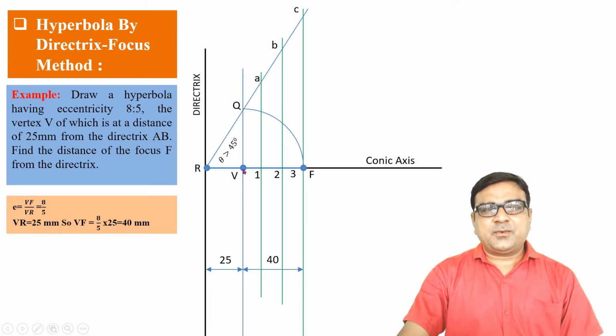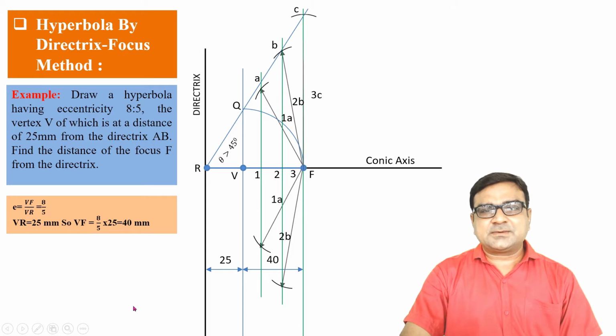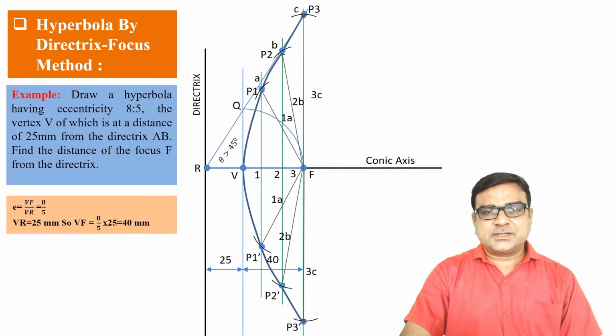Now to obtain the points of the hyperbola, we have to take 1A radius, F center, and draw an arc. 2B radius, F center, arc, 3C radius, F center, arc, and insert the points and trace the curve passing through all these points.